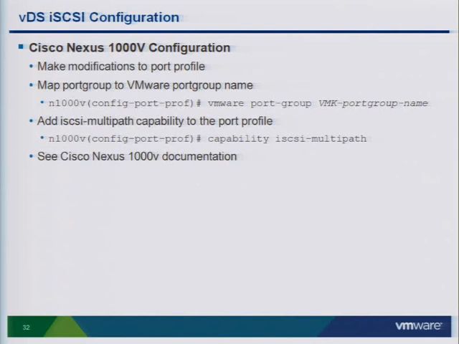So I'll mention quickly how you would set this up on a Nexus 1000V. The idea is that you need to add the capability iSCSI multipath to the port profile that you're using for the port group on your Cisco Nexus 1000V. Going through an actual configuration example of this would be quite long, so I'm going to simply recommend that you pick up the Cisco documentation. It describes it in fairly good detail.